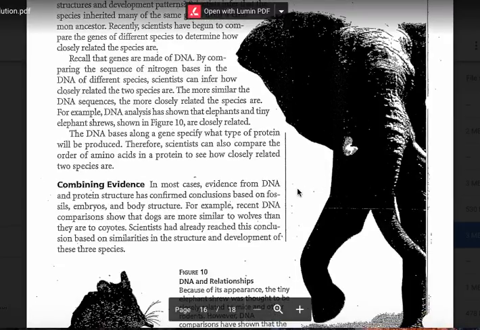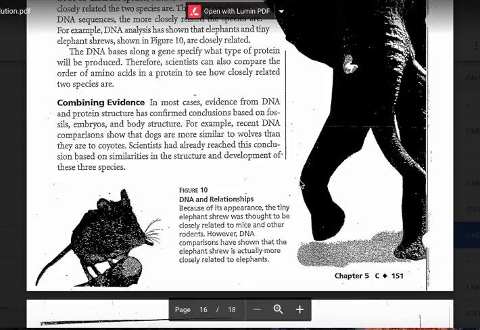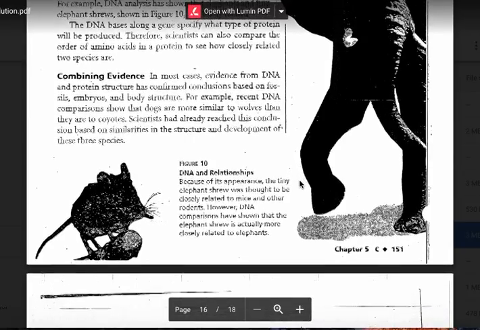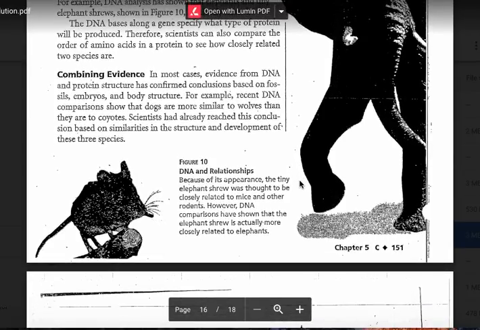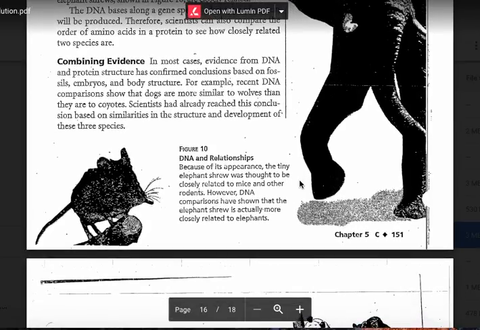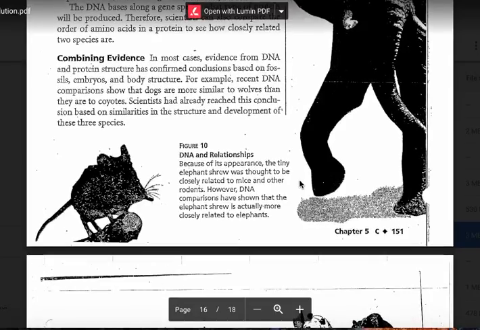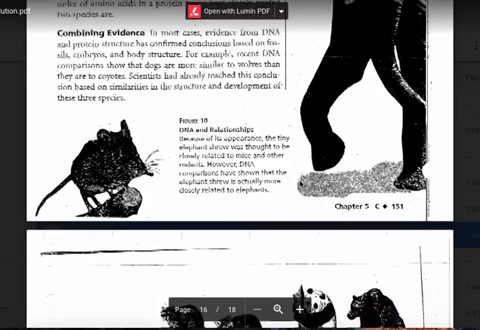The DNA bases along a gene specify what type of protein will be produced. Therefore, scientists can also compare the order of amino acids in a protein to see how closely related two species are. Combining evidence. In most cases, evidence from DNA and protein structure has confirmed conclusions based on fossils, embryos, and body structure. For example, recent DNA comparisons show that dogs are more similar to wolves than they are to coyotes. Scientists had already reached this conclusion based on similarities in the structure and development of these three species.